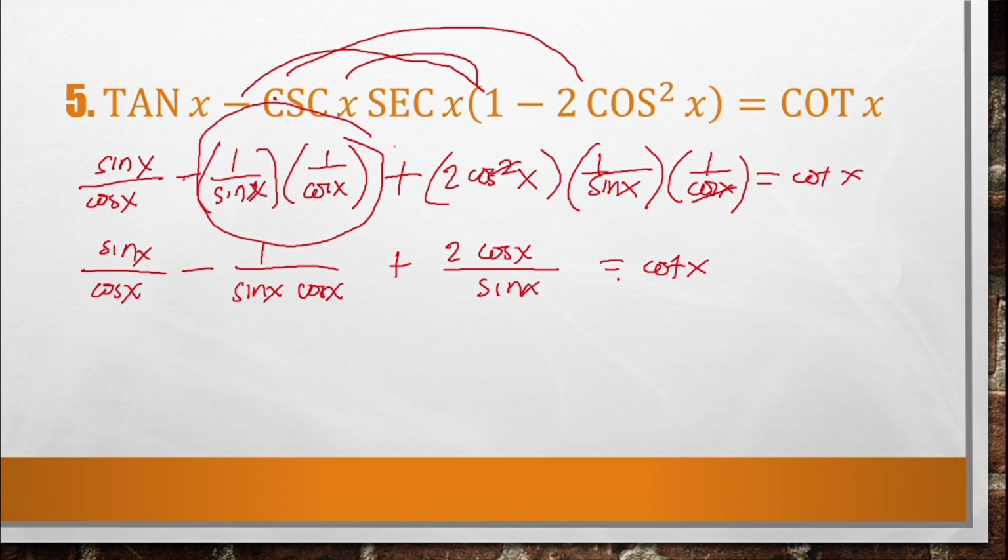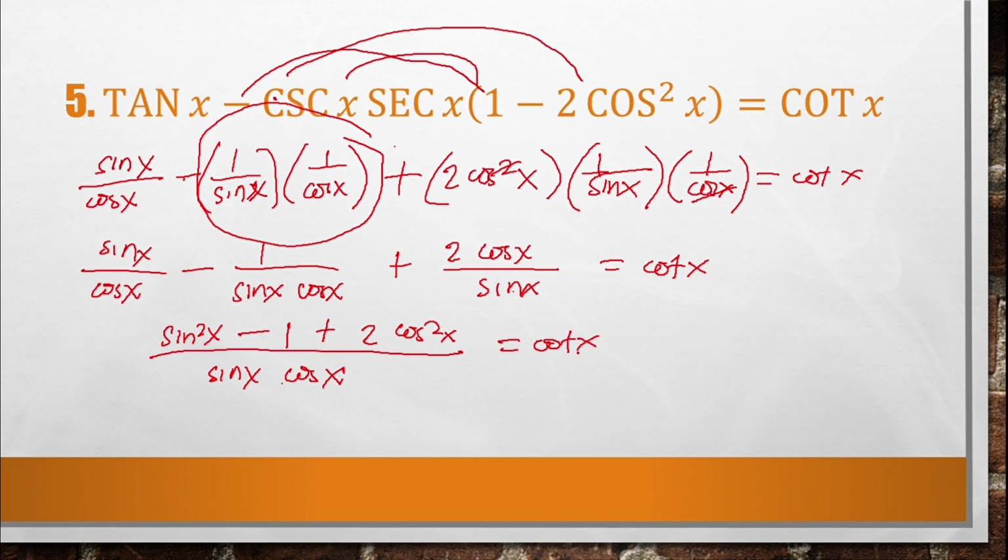So sine and cosine, here cos and sine. So we have to find an LCD here. So the LCD is sine x cos x, so that we could combine all these terms. So when we divide here, the result is sine squared x minus 1, and when you divide here, the result is plus 2 cosine squared x is equal to cot x.